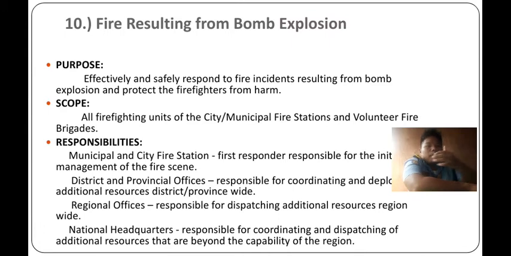10. We have here a fire resulting from bomb explosion. Purpose: effectively and safely respond to fire incidents resulting from bomb explosion and protect the firefighters from harm. The scope and responsibilities here are the same as number 1, 2, 3, 4, 5, 6, 7, 8, and 9.